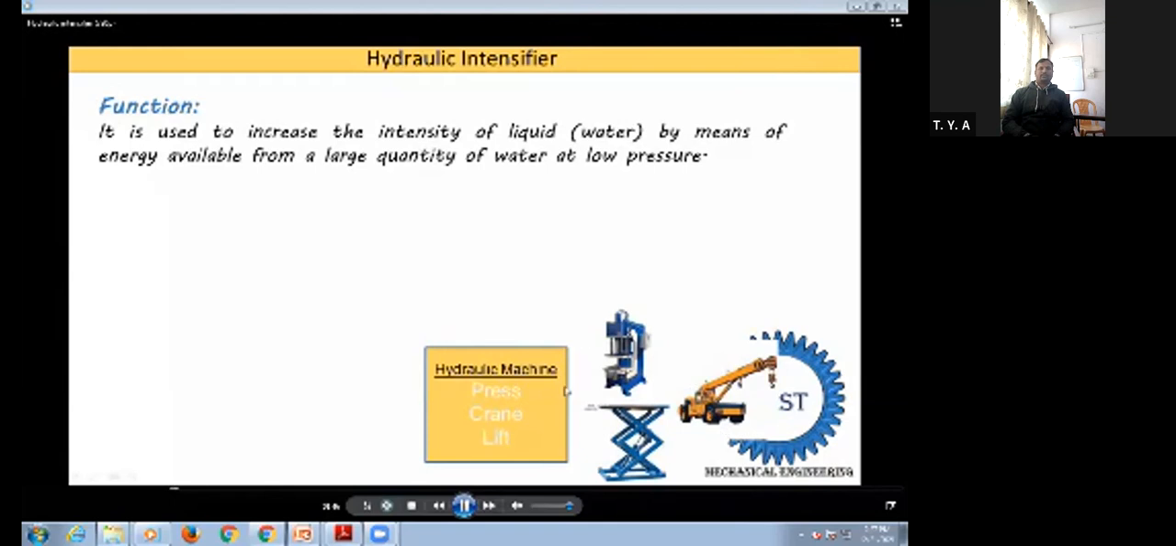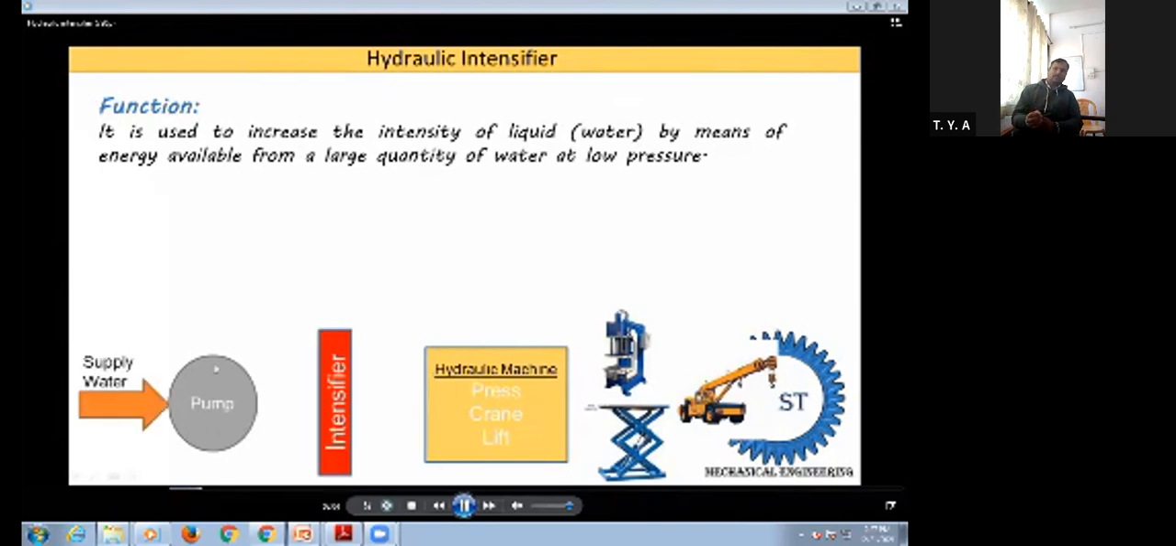So all the hydraulic machines require hydraulic liquid at a higher pressure. So how do we achieve these higher pressures? We use the pump, but they require a much higher pressure than the pump provides. Then between the pump and these different types of hydraulic machines, we install the intensifiers.